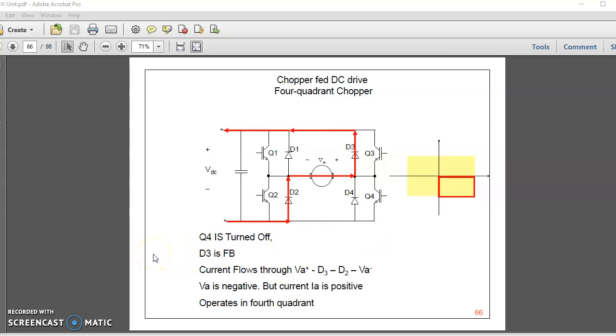So till now we have discussed how we get the various quadrant operations, single quadrant, two quadrant and four quadrant, using the various types of choppers when connected to DC motor drives.